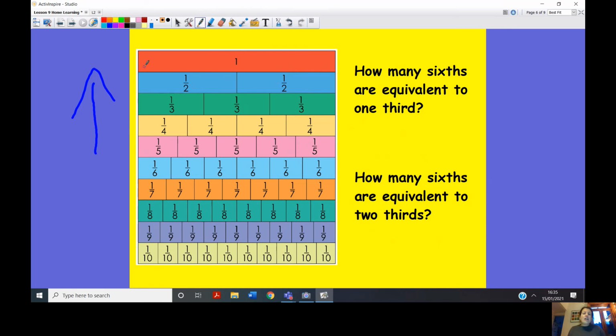So, looking at this table to help us, and thinking back to what we discussed. How many sixths are equivalent to 1/3? How many sixths are equivalent to 1/3? How many sixths are equivalent to 2/3? Pause the video and have a think about this.